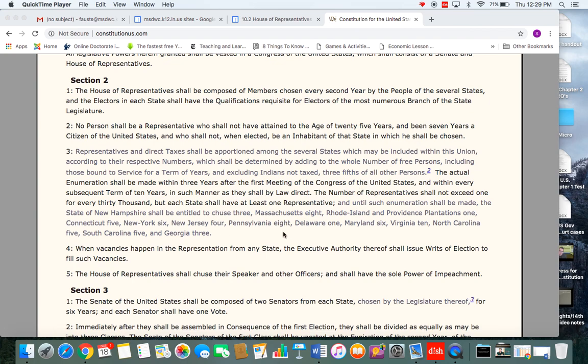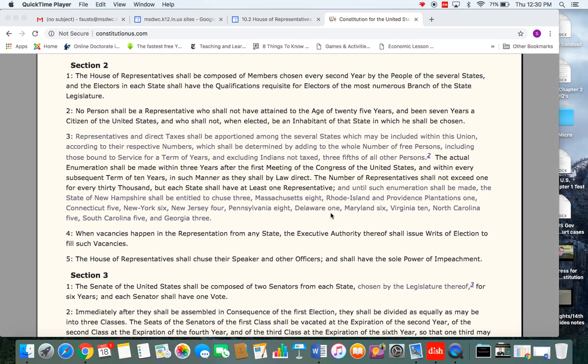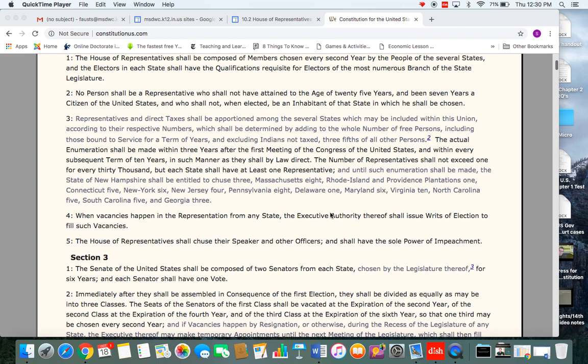And then it goes on to tell each state in this opening, the beginning Congress, the first term of Congress, how many representatives each state is going to get. And once again, it's based on the population of your state.